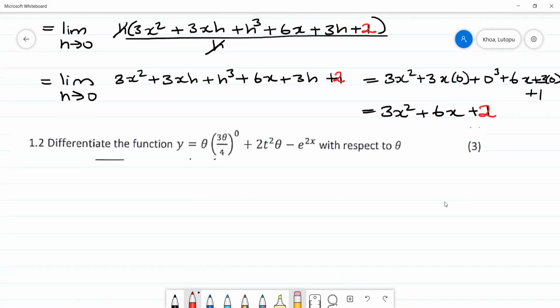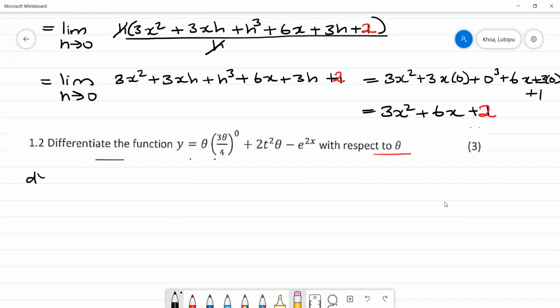Differentiate y is equal to theta to the power of 0 plus 2t squared theta minus 2x with respect to theta. Since we're differentiating with respect to theta, it means t is a constant, x is a constant.